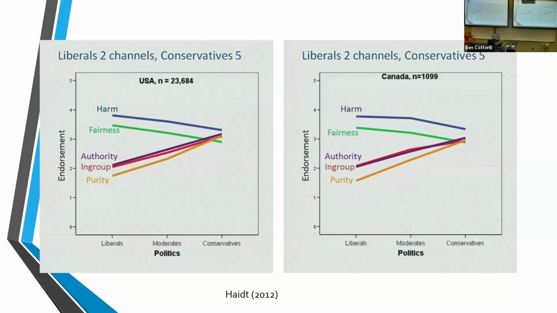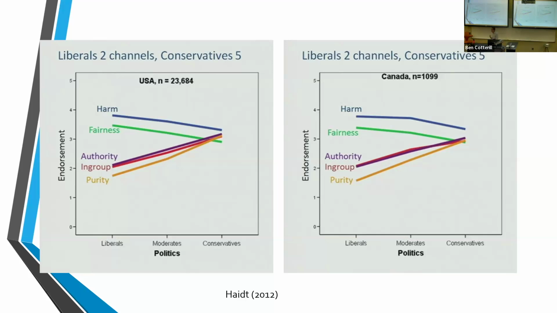The takeaway here is what the researchers have found: first of all, here in the US, liberals are more likely to put importance on the care/harm and fairness moral foundations than US Republicans are, and far less likely to put importance on the other three: respect for authority, in-group loyalty, and issues to do with purity.